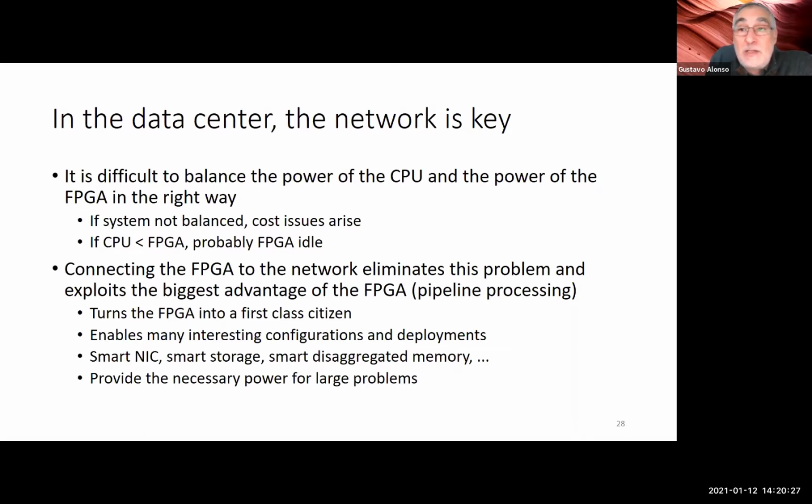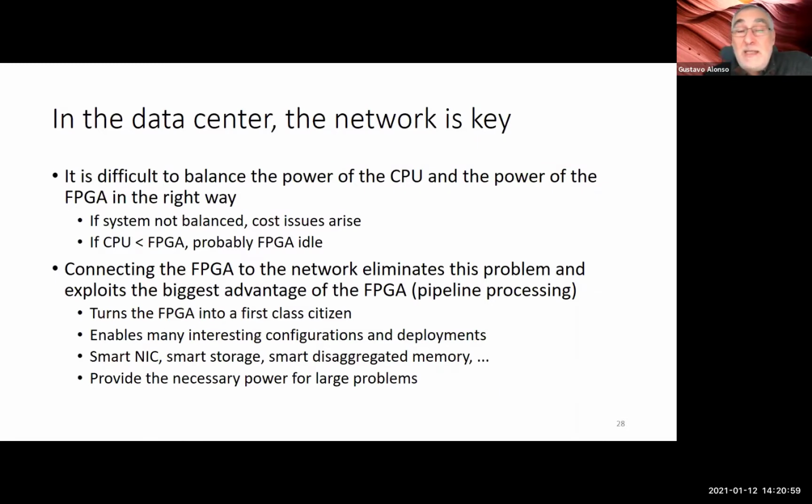So for instance, in the case of the use cases that I have just presented, if the FPGA is on the network, then we can actually treat the FPGA as a service provider where we send the requests and we get them back. And then we need to worry much less about how we are going to actually use these resources, because potentially we can use not only one FPGA, but several FPGAs on different machines if they are idle, even if we are not using the CPU. So putting the FPGA on the network turns it into a first-class citizen and allows different configurations.